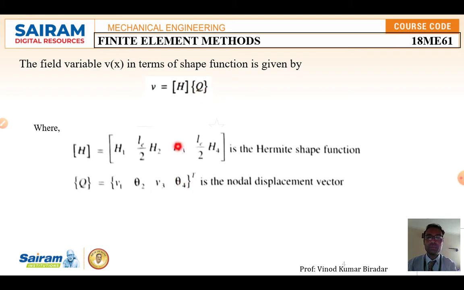Okay, so q stands for the nodal displacement vector, that is v1, theta 1, v2, theta 2. So v1 and theta 1 are at node number 1, and v2 and theta 2 are at node number 2. These are the nodal displacements. Okay, this is correct. That is the transpose; if we remove the transpose, you have to write it vertically.